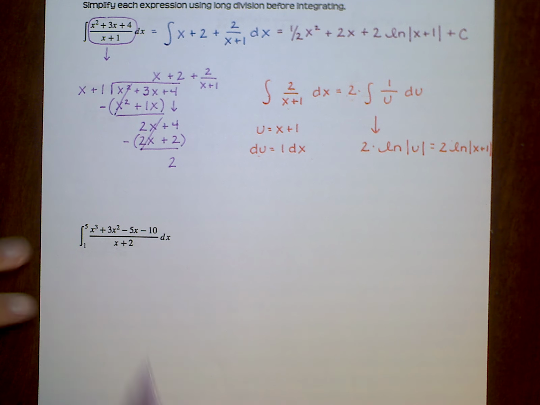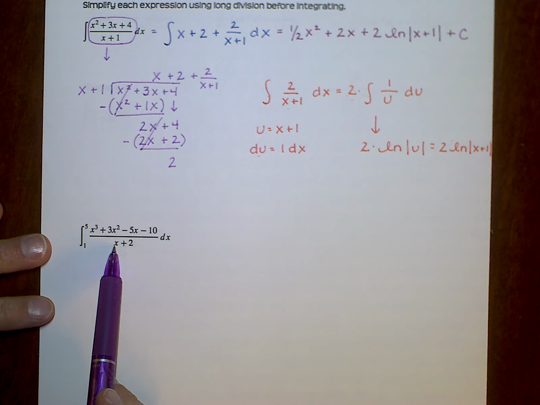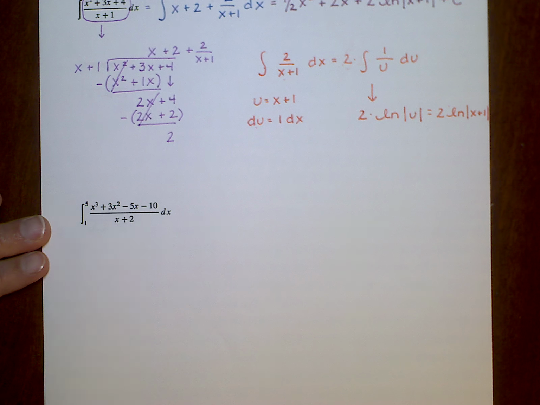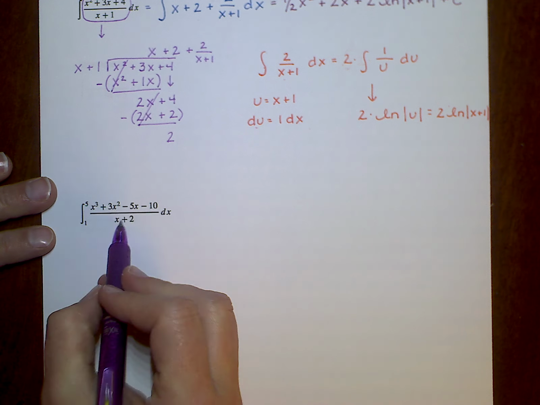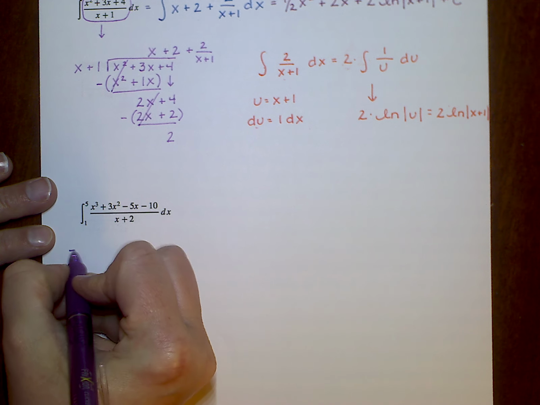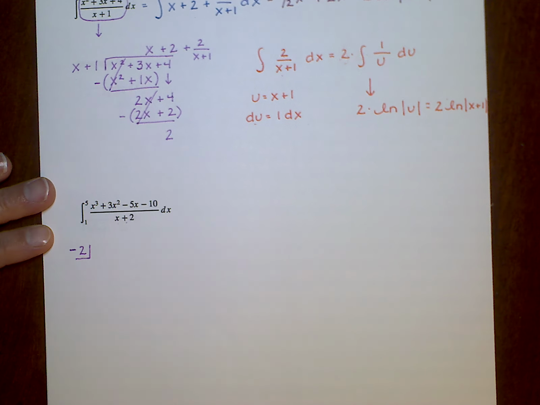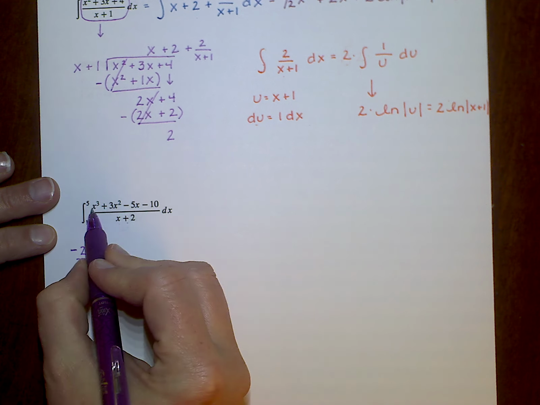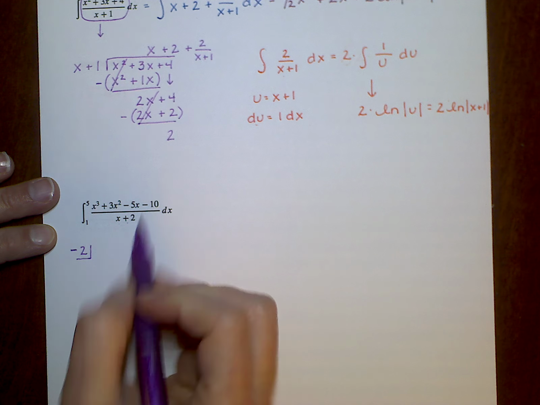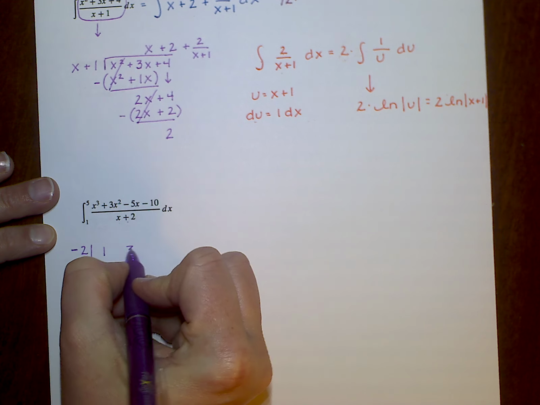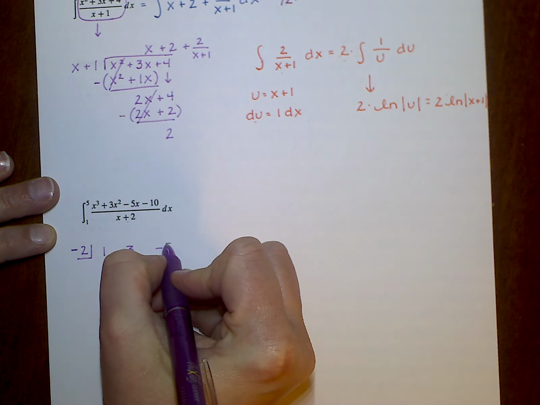Because the synthetic division is based on the root that's associated with this factor. So if x plus 2 is a factor of whatever polynomial I'm dividing, the root associated with that would be negative 2. Okay, so that's the opposite of what I'm seeing there. And then I'm going to line up the coefficients from my original polynomial. So in front of the x cubed is a 1, and then a 3, and then a negative 5, and then a negative 10.